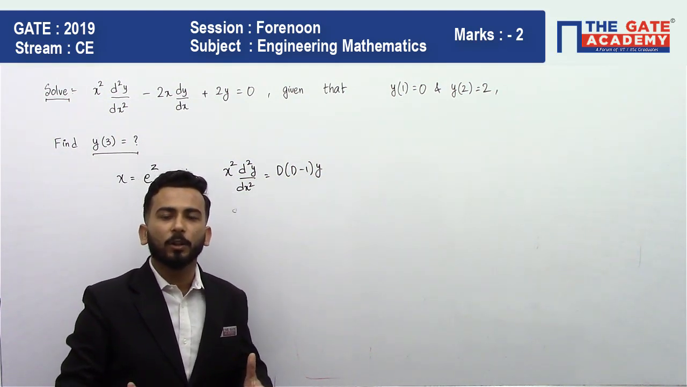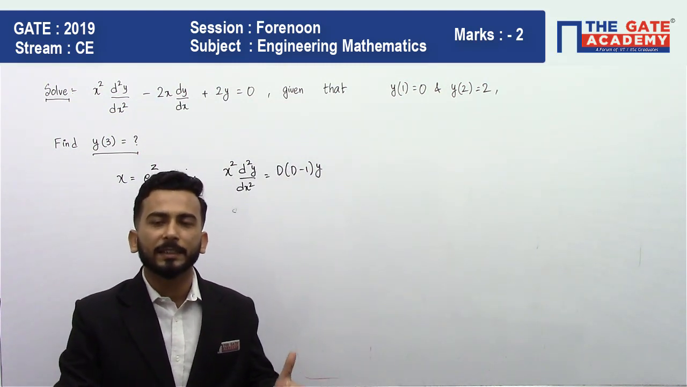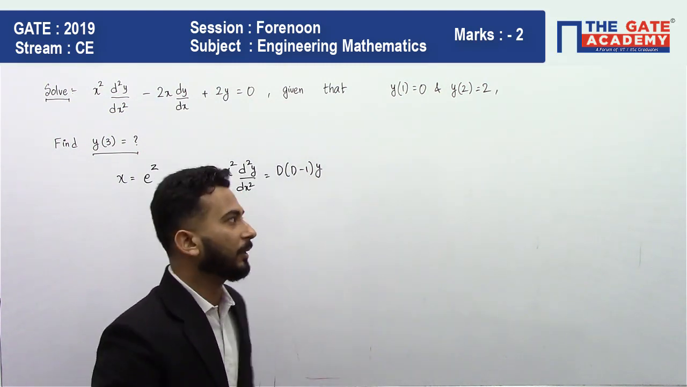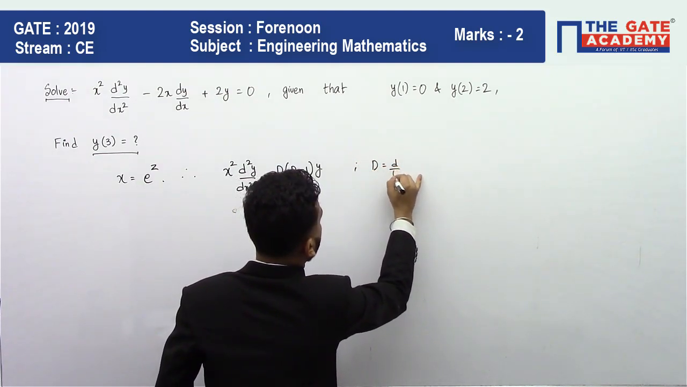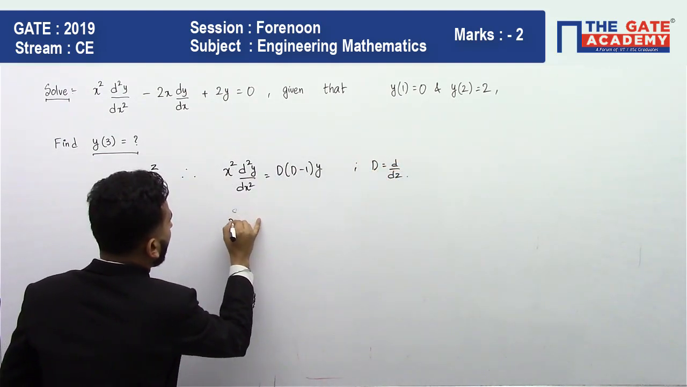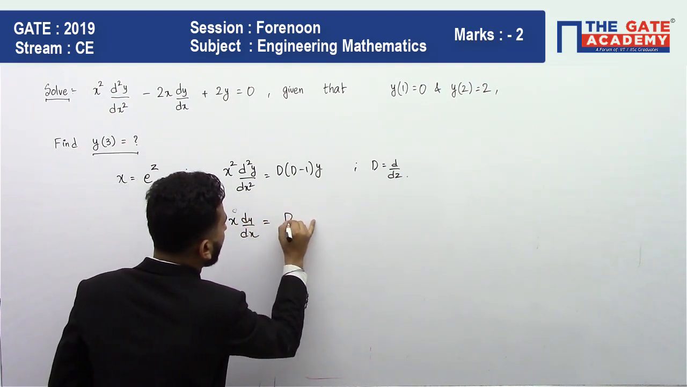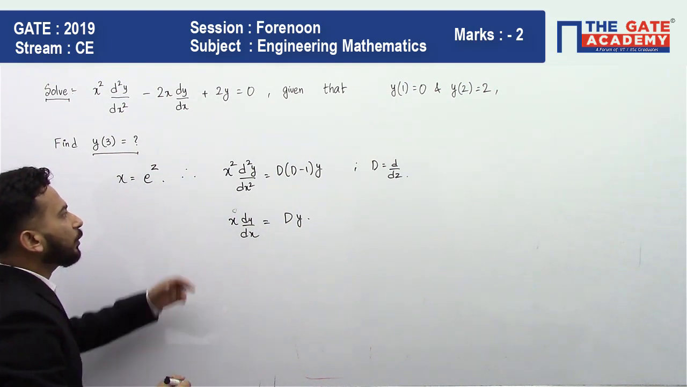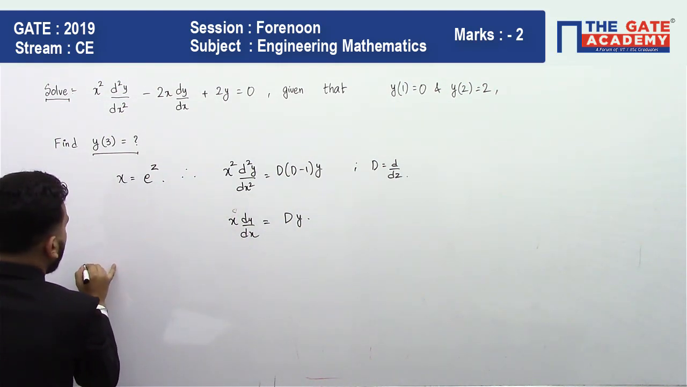You are transforming your variables, changing your differential equation in d by dx into one in d by dz. I am writing here that capital D is d by dz. And x dy by dx becomes capital D of y. You need to make these two substitutions.